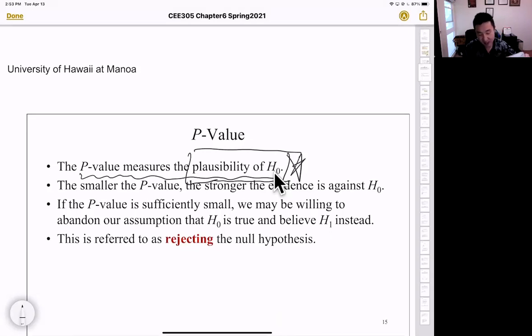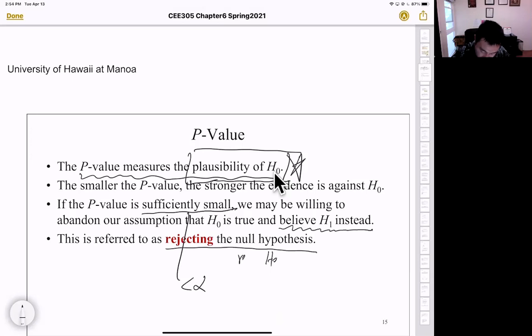And if the p-value is sufficiently small, how small it is, we compare to alpha, for example, 5%. If p is sufficiently small, we may be willing to abandon our assumption that H0 is true, so we believe H1 is true instead. We call this rejecting the null hypothesis. The null hypothesis is H0, so rejecting H0.